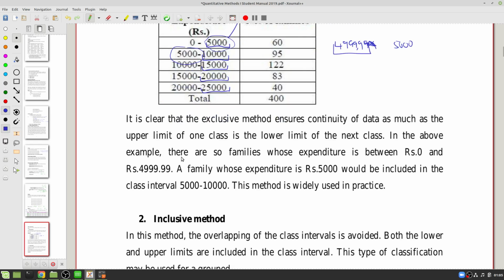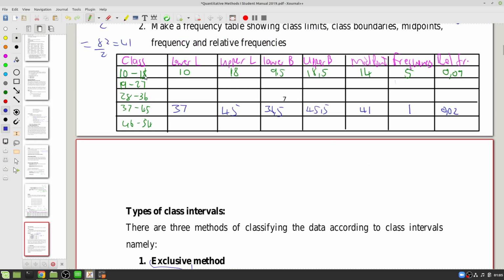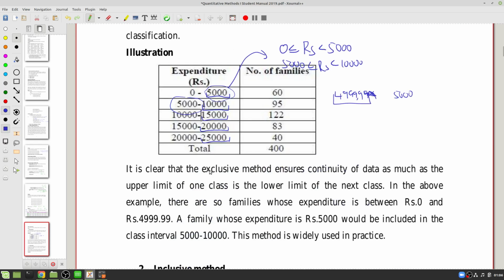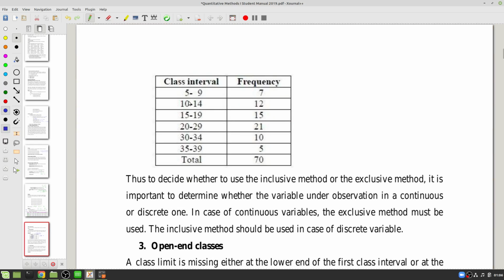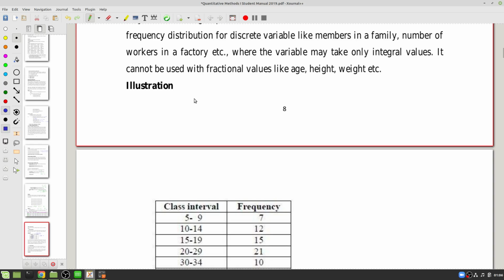But with a continuous variable there could be an infinite number of things between 18 and 19. So we have to go all the way up to 19 and then start again at 19, and we'd have to use the exclusive method. Okay, inclusive, like we see here, 5 to 9, 10 to 14. So you see there's a gap between them, and that's fine. That just means it's not possible to have something between 9 and 10.